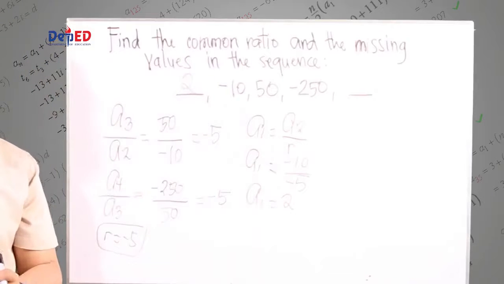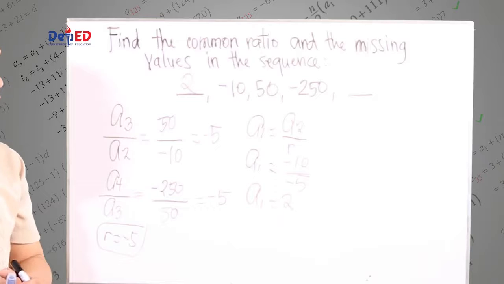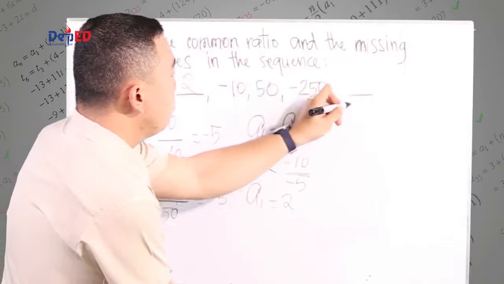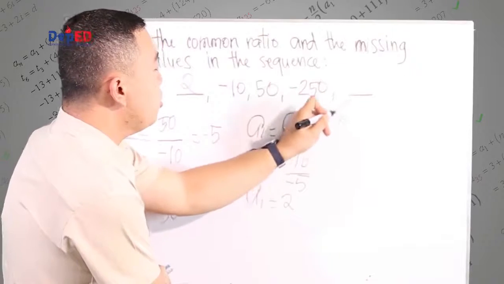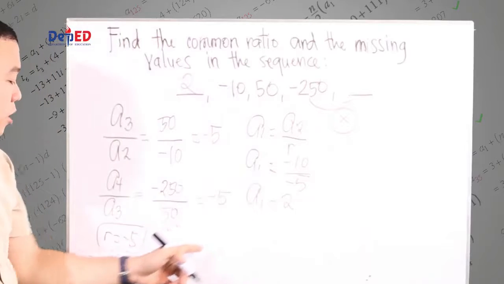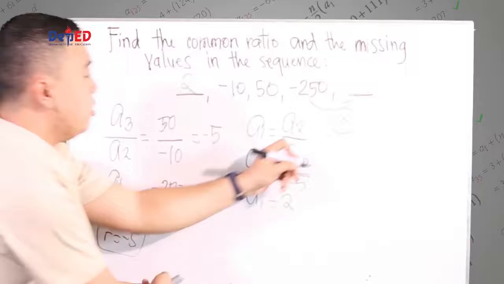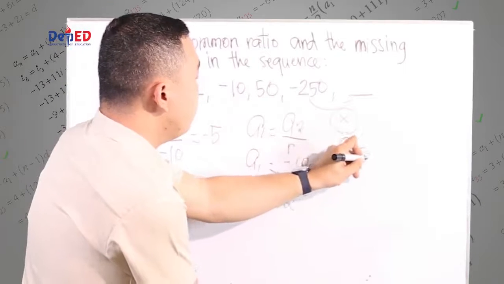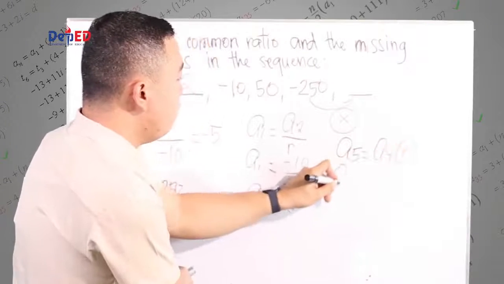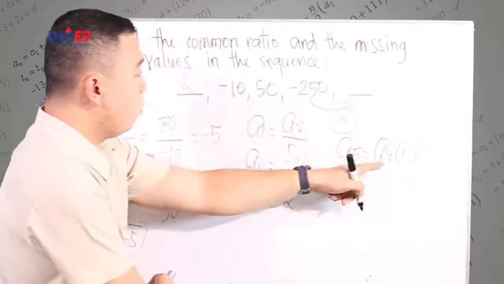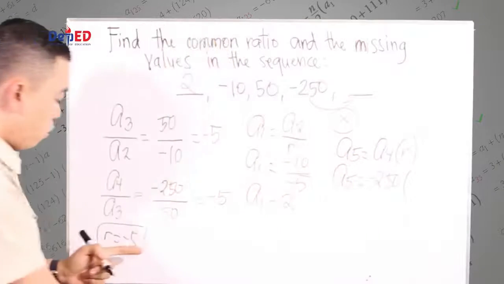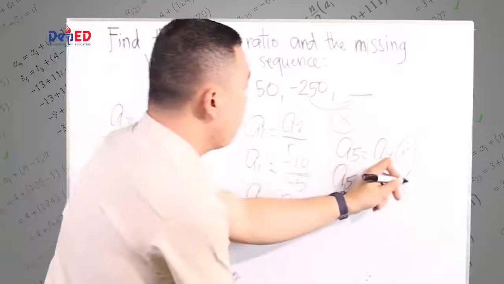And to look for the fifth term, or a sub 5, since we're looking for the next term, we will use multiplication, multiplying the fourth term to the common ratio, which is negative 5. So that's a sub 5 is equal to the product of a sub 4 and the common ratio. A sub 5 is equal to, our fourth term is negative 250 times the common ratio, which is negative 5.